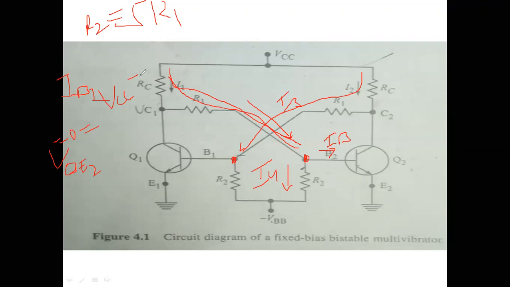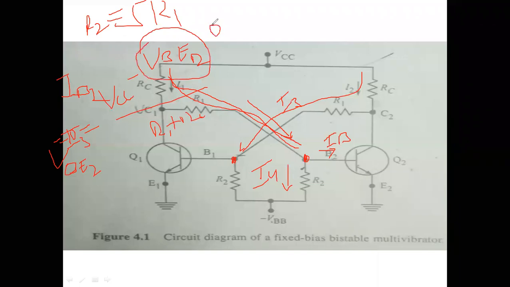What we are finding is the I3 current. I3 current is nothing but VCC minus VBE sat divided by some R1. Not this, this is the I3 current. This is I3, R1 plus RC. This VCE sat is going to be 0, so that you may get another value.